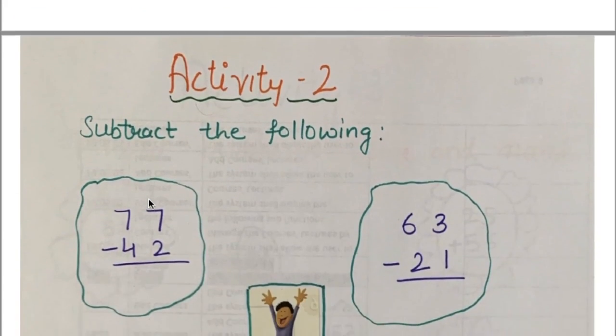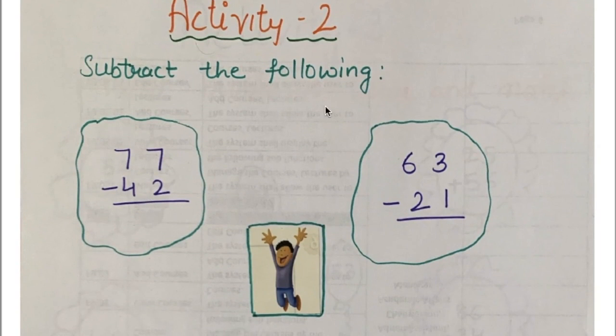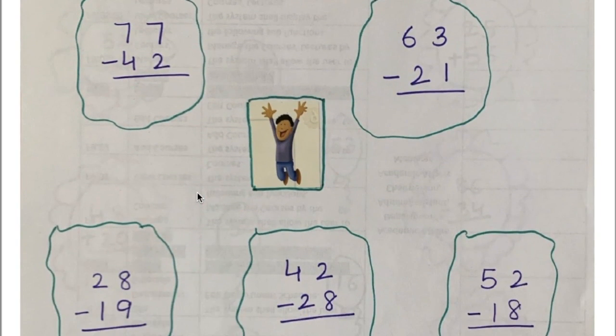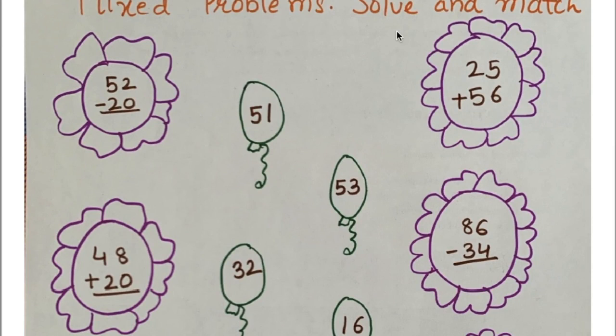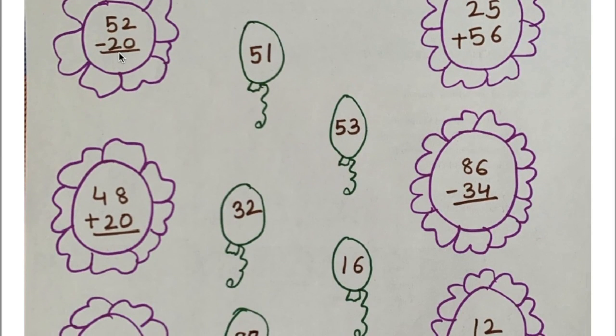And this is activity 2. Here they need to subtract two-digit numbers. They are mixed questions of simple questions, or where we need to do carrying or regrouping. Then the third activity is a mixed problem of addition and subtraction. They need to solve the questions and match them to the required balloon or right answer.